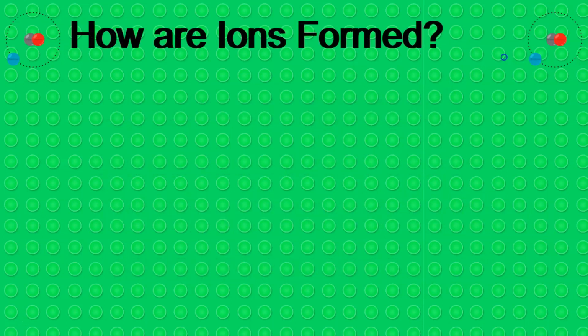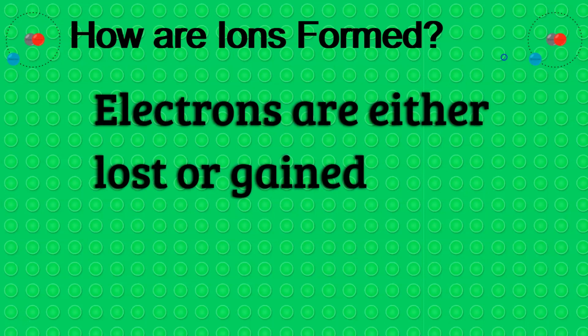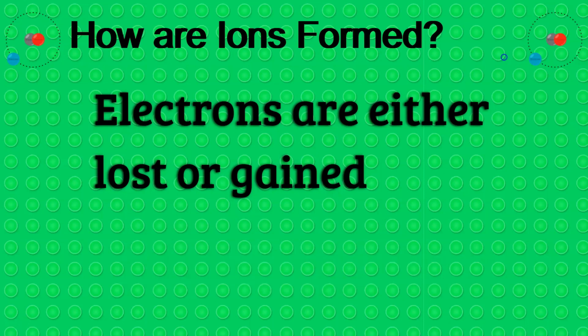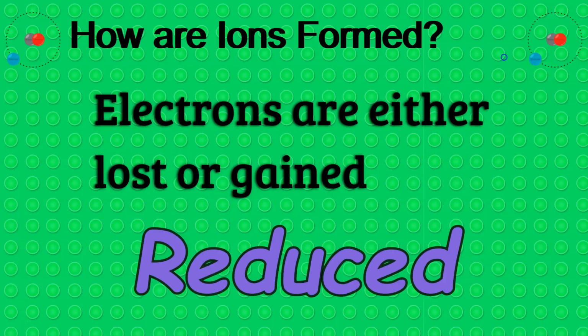How are ions formed? Electrons are either lost or gained. If an atom loses an electron, then that means that atom has been oxidized. If it has gained an electron, that means it has been reduced.